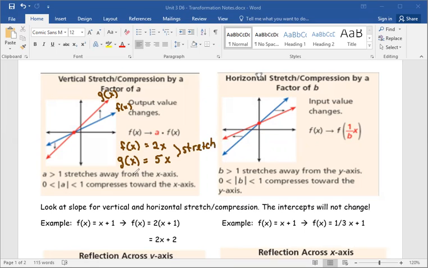Okay. If I had f of x equal to 2x, and then I had g of x equal to, let's say, 1/2 x, then this would be a compression. So if your line is getting taller, such as this one, then we have a stretch. If that line got smaller, in other words, a smaller slope, then that would be a compression.